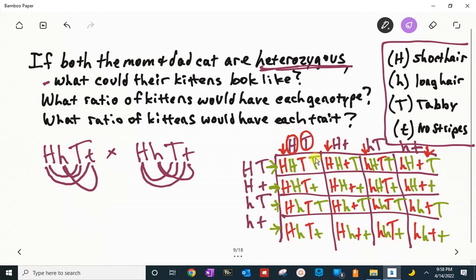Well, let's go through, and first we're going to find the homozygous dominant kittens for both alleles. So that's going to be this first square right here. It's all capitals. So I don't see any other squares that have all capitals in it. So that's going to be 1 out of 16. There are 16 squares here because there's 4 down and 4 across. 16 squares. So 1 is going to be homozygous dominant for both alleles.